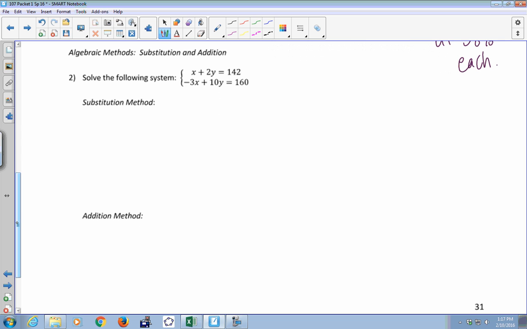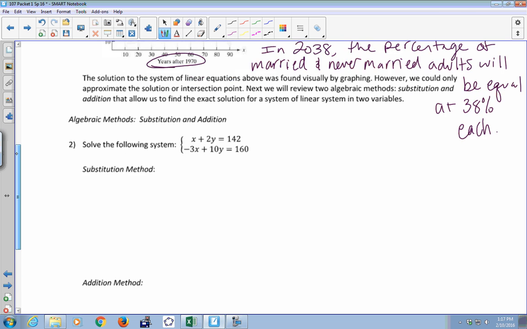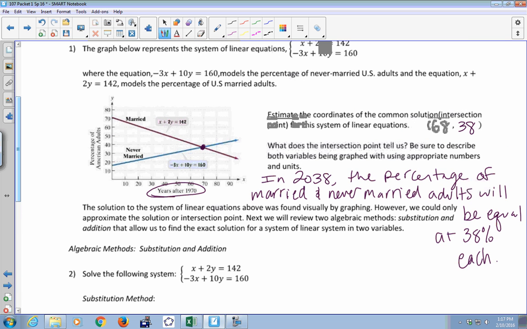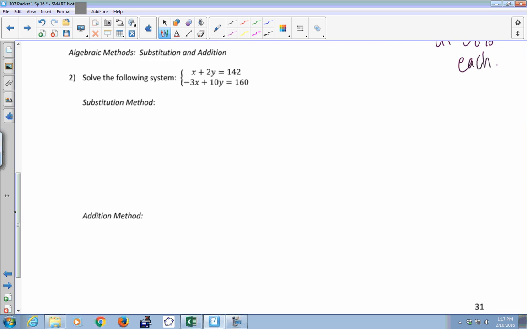So here's an example system. x plus 2y equals 142, negative 3x plus 10y equals 160. Those are the equations that we used in this model for married and never married. Okay. And I want to solve this system algebraically. So first we'll do substitution. Typically in substitution, you start with the easier looking equation. Which one looks a little simpler to you? The top one, okay? So we start with x plus 2y equals 142.